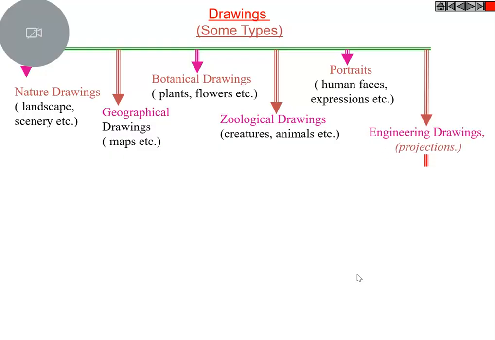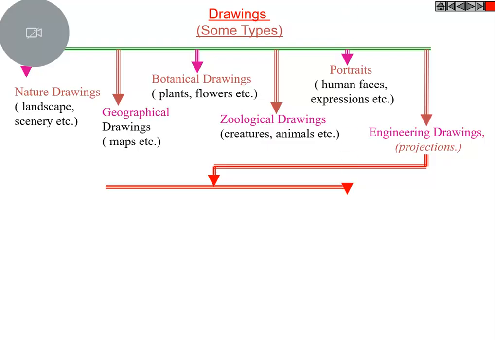So here comes the engineering drawing, which you are supposed to deal with. Natural, geographical, botanical, and zoological drawings are only shown for pictorial representation, but you don't have the actual size and shape of the object. Also, bigger objects cannot be converted, so it is just a representation of the image.